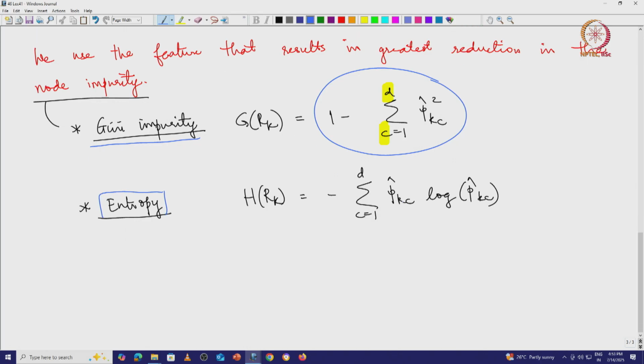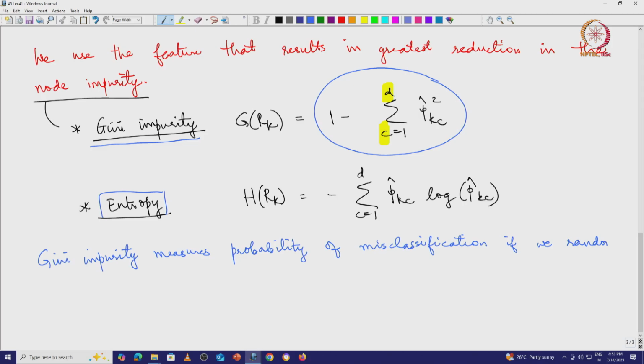So first things first, the Gini impurity measures the probability of misclassification if we randomly assign class labels based on the class distribution.